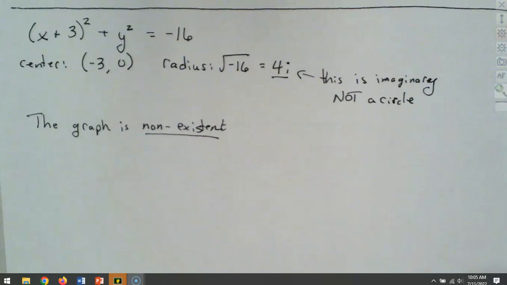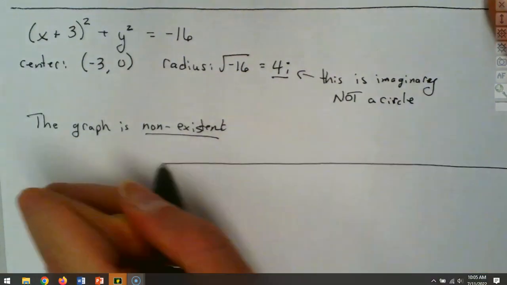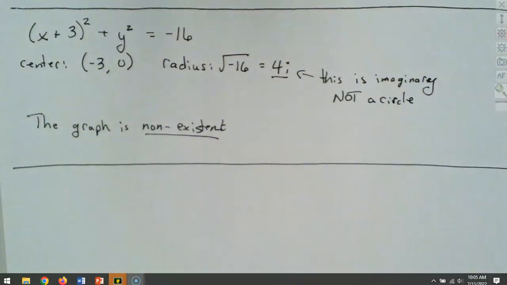And we can't graph an imaginary radius, because we only are graphing in the real plane. So those are the two ways that it cannot be a circle. It can be equal to 0, which would make it a point. It can have a negative on the right-hand side, and that would then make it imaginary. That would also be not a circle, that would be non-existent.